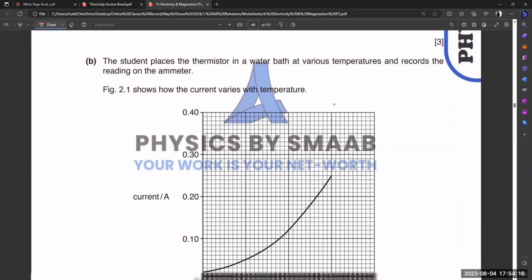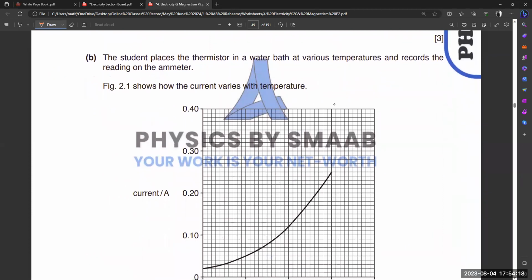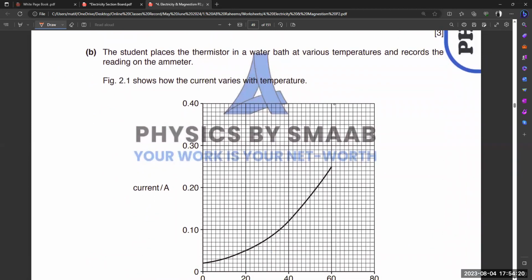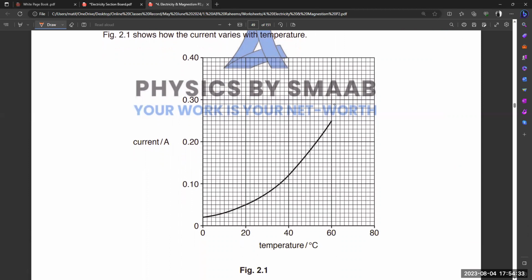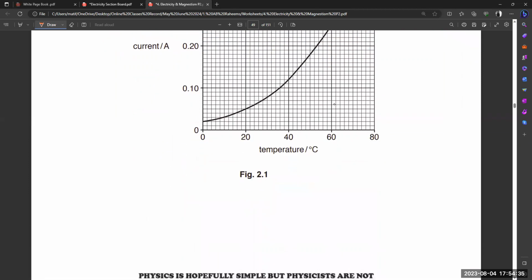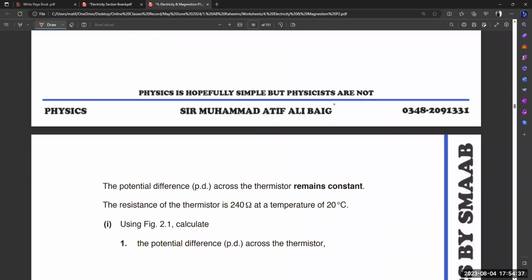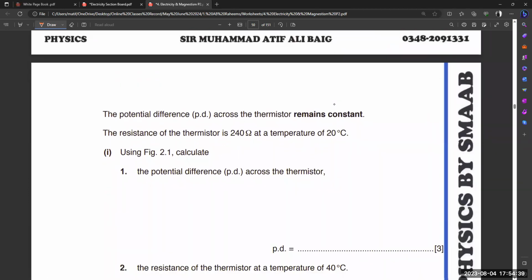Okay, in the next part, the student places the thermistor in a water bath at various temperatures and records the reading on the ammeter. The graph shows how the current varies with the temperature. We know that the working of a thermistor is also linked with the temperature. So the student places it in the water bath and records the values. And this graph shows you the values. First, check out what they are asking in the question, then we come again to the graph. One more important thing: the potential difference remains constant.